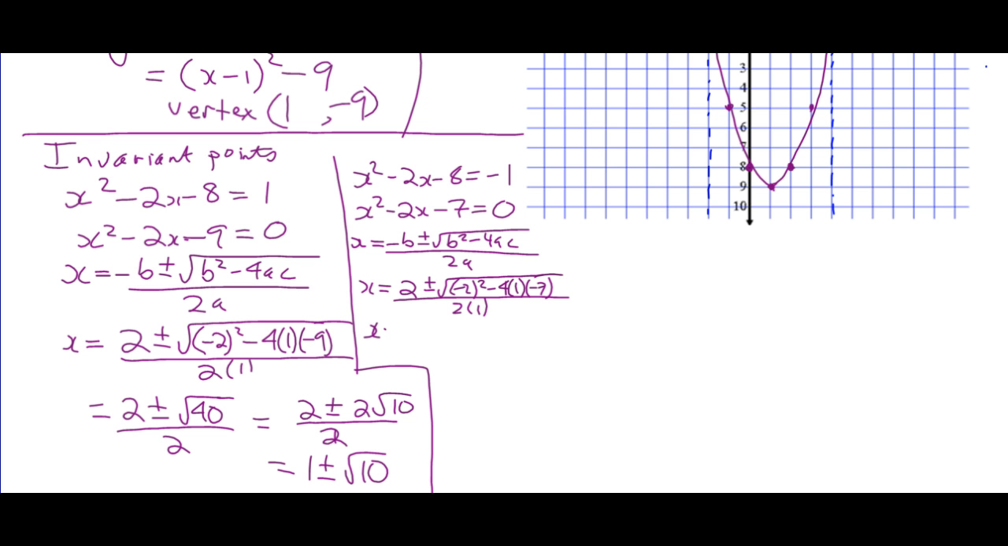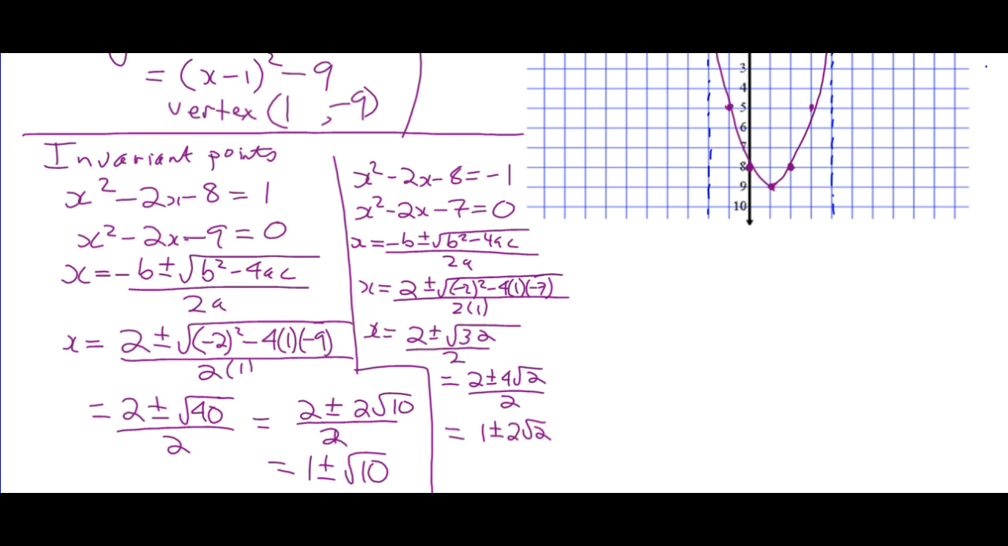Alright, and we just keep going. So 2 plus or minus root. So I've got 4 plus 28 is 32, right? So this is 2 plus or minus root 32 over 2. So root 32, the biggest perfect square that goes into 32 is 16. So 32 is 16 times 2, so it's root 16 root 2, or 4 root 2. And really, by this time, you need to just be able to look at root 32 and go to 4 root 2. Okay? And we divide everything by 2, so it's 1 plus or minus 2 root 2.